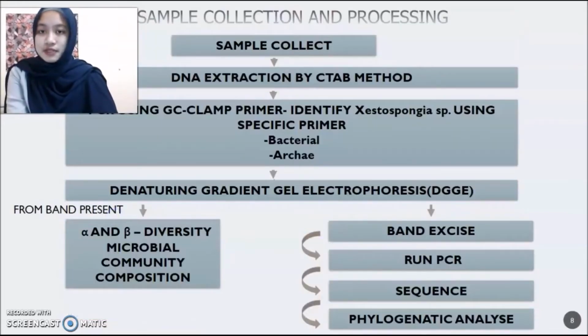The steps from sample collection and processing are: sample collection, then DNA extraction using the CTAB method, then PCR using GC clamp primer to identify Xestospongia using specific primers for bacteria and archaea, then denaturing gradient gel electrophoresis, which is DGGE. Then from the bands present in DGGE, we will run alpha and beta diversity of microbial community composition. Then from the DGGE also, we will excise bands, run PCR, sequencing, and phylogenetic analysis.